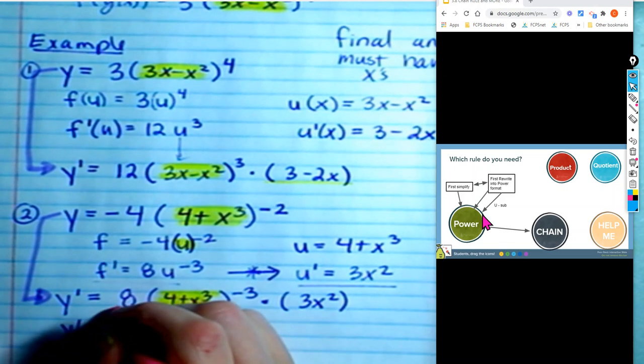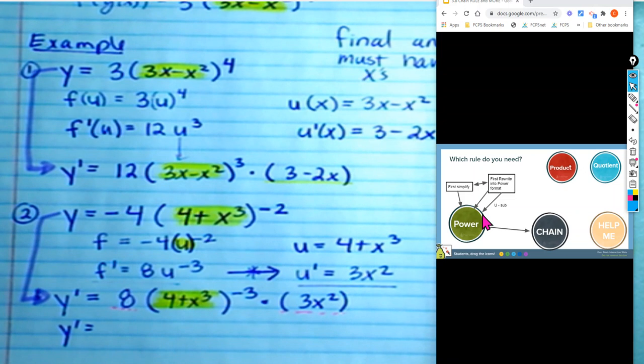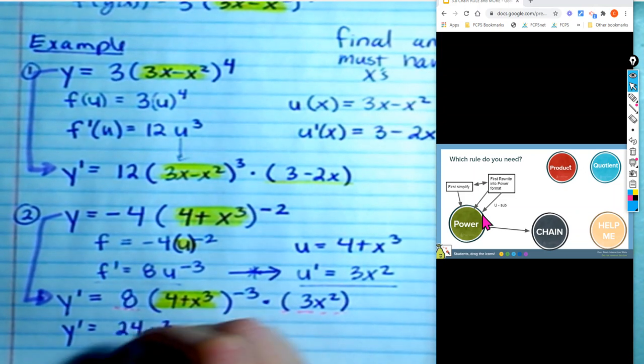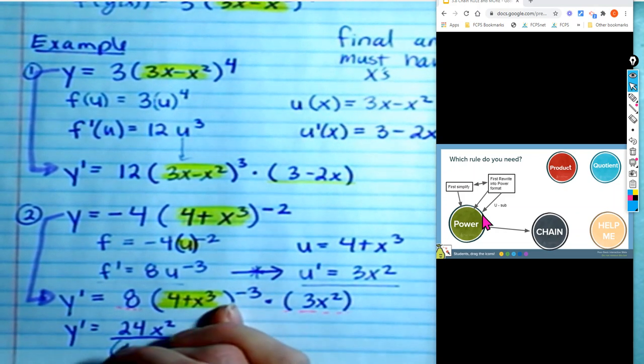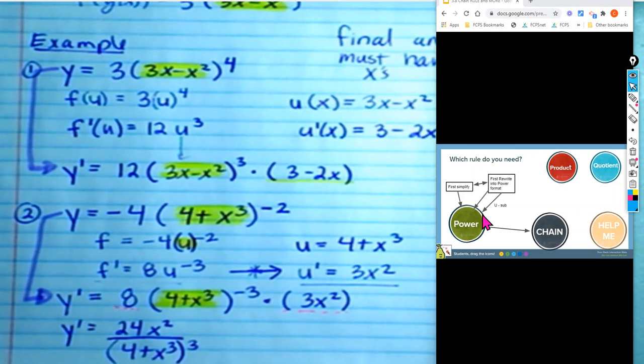So as I'm looking at these things, those two pieces aren't going to move. That's going to give me 24x squared. And the whole grouping is going to move down to the denominator. Answer. Now that was a little bit of review from our first lesson.